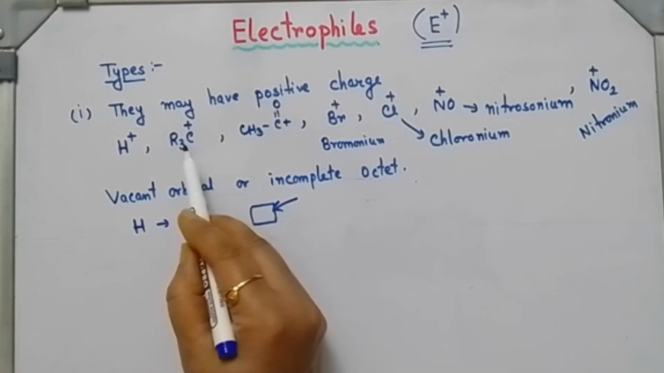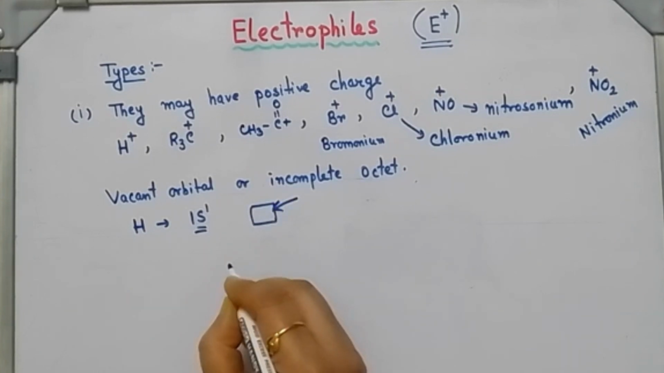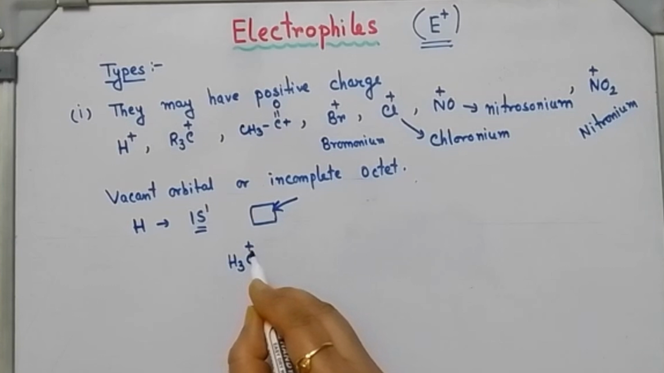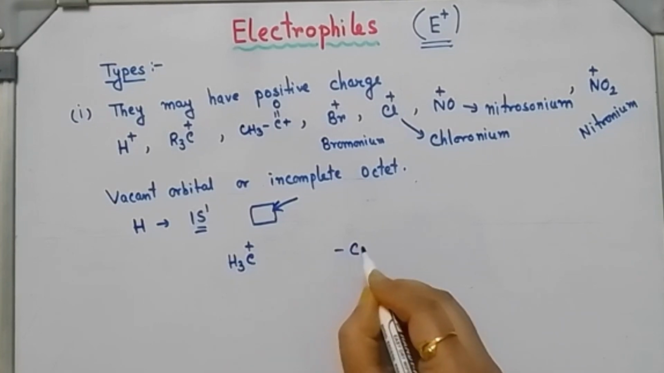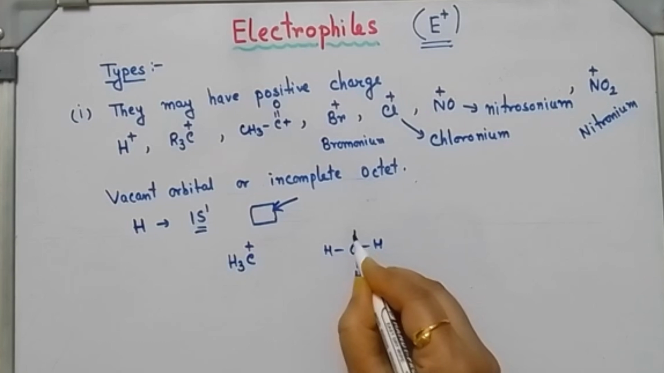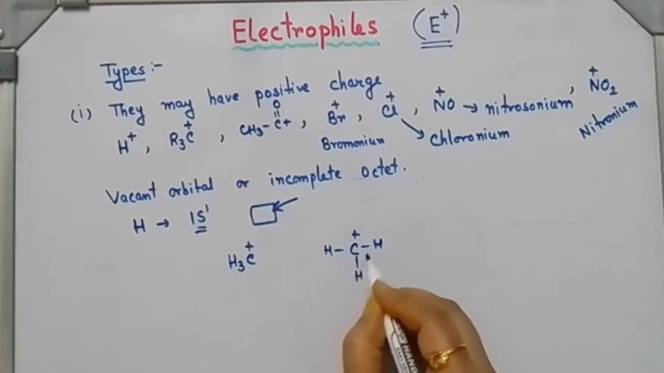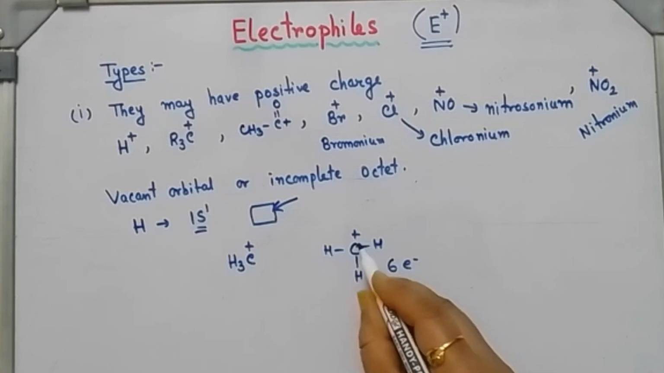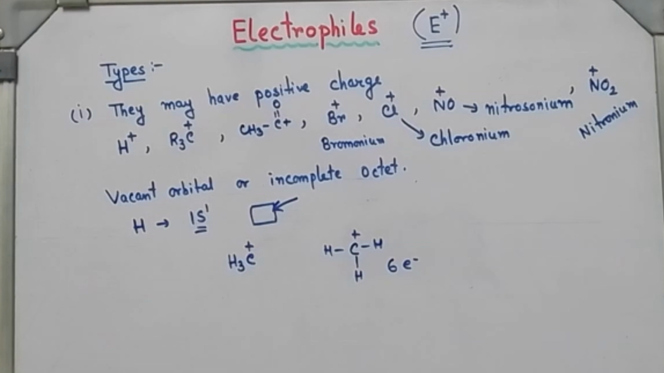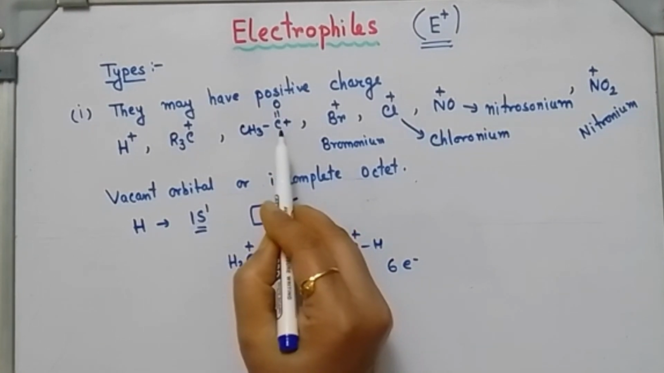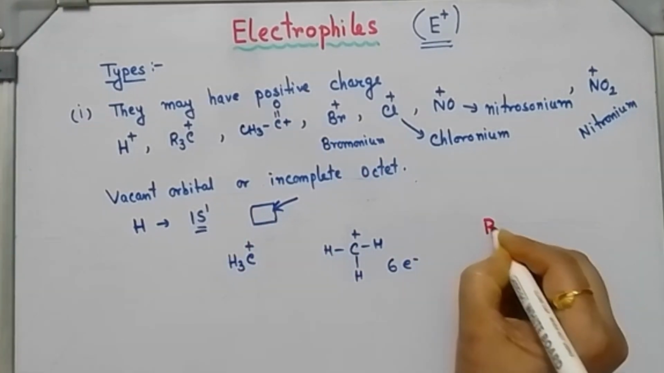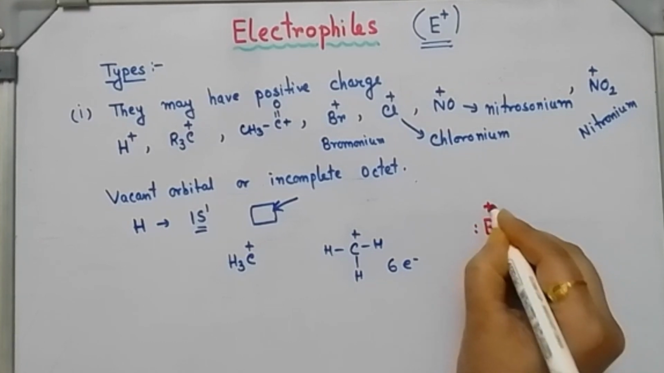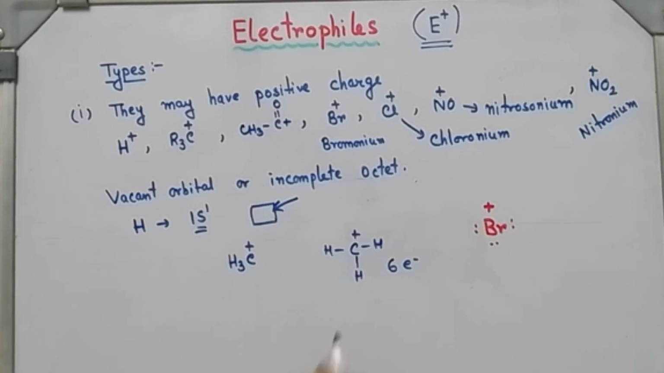Here also see R3 plus, simple alkyl cation. It is having positive charge on carbon and it is having how many electrons? Complete structure is this one. 3 sigma bonds are there. So 1, 2, 3, 4, 5, 6 means 6 electrons are there. Octet is incomplete. That's why this is electrophile. Here also you can see incomplete octet is there. Bromonium ion means this one. So here you can see incomplete octet. Chloronium also it is having positive charge and incomplete octet.